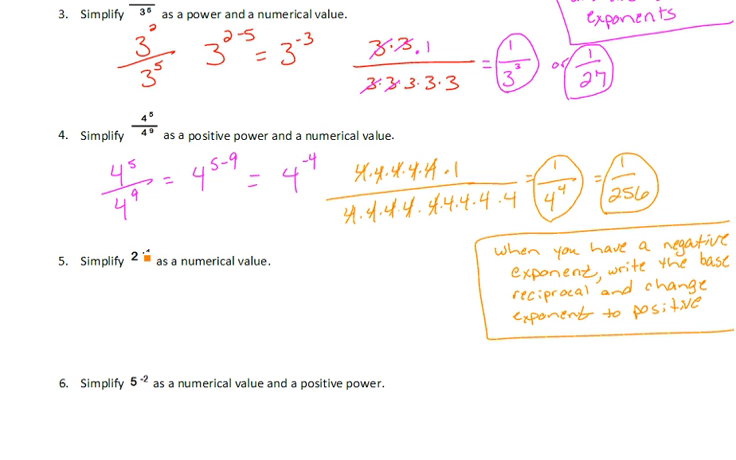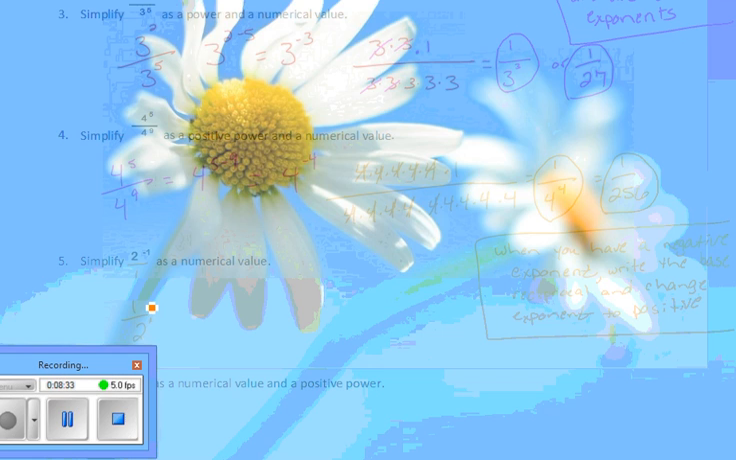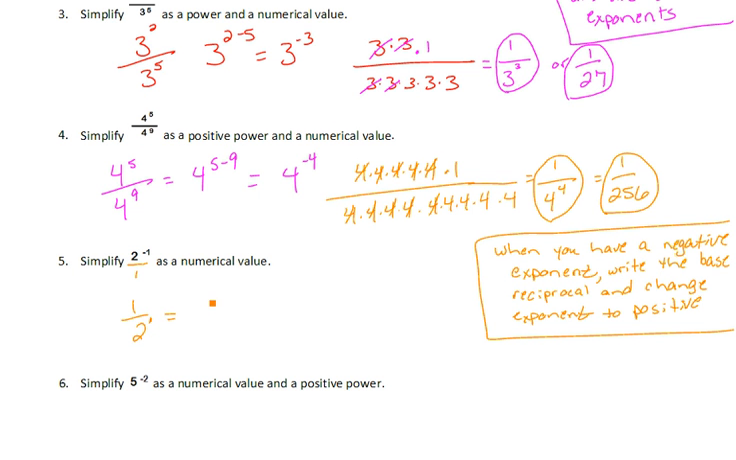2 to the negative 1. Again, there's our negative exponent. What are we supposed to do? We're supposed to write the base reciprocal. So this is 2 over 1. So I'm going to flip that, 1 over 2. Then I'm going to change that exponent to a positive. So 1 over 2 to the first is actually just 1 over 2.